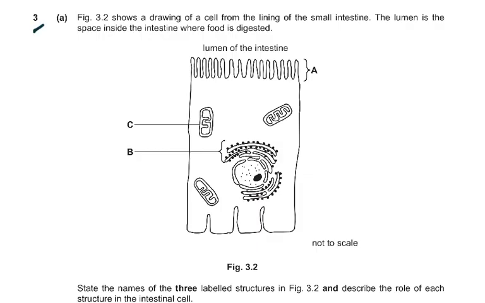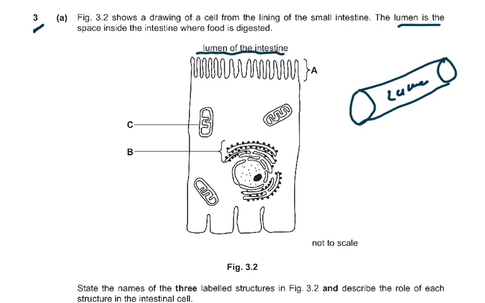Now, coming to question number 3, figure 3.2 shows a drawing of a cell from the lining of the small intestine. The lumen is the space inside the intestine where food is digested. So this is the intestine and this is the lumen. So these cells are facing the lumen of the intestine. This is where the food is, and the cells are somewhere here like this.